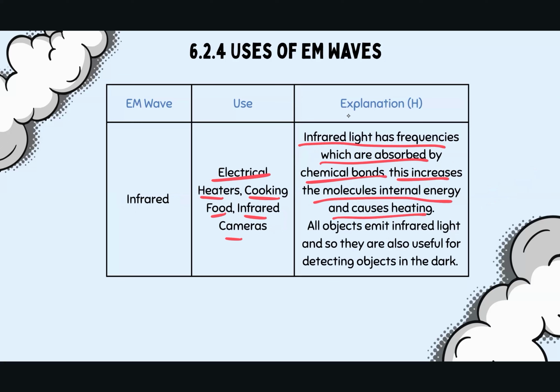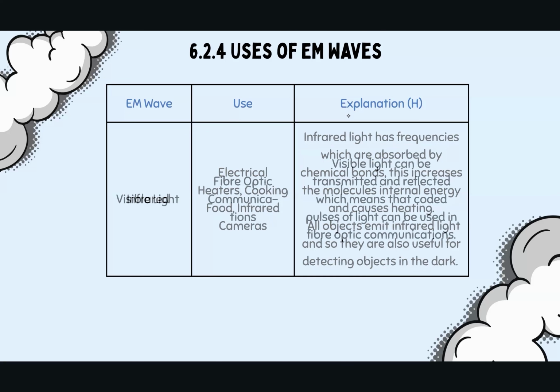So if, for example, you've got a piece of food, the chemical bonds within the food absorb infrared radiation, and that causes the bonds to break and reform in a different format. In other words, they denature proteins. As one example, all objects emit infrared light, and so it's also useful for detecting objects in the dark.